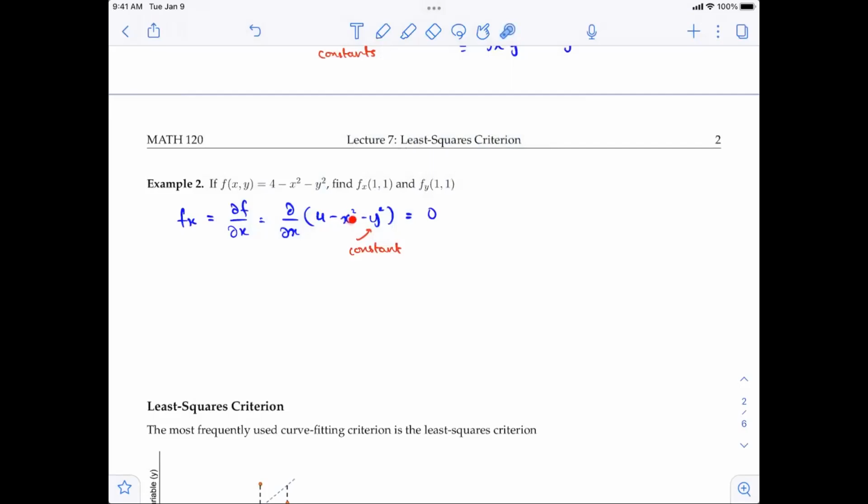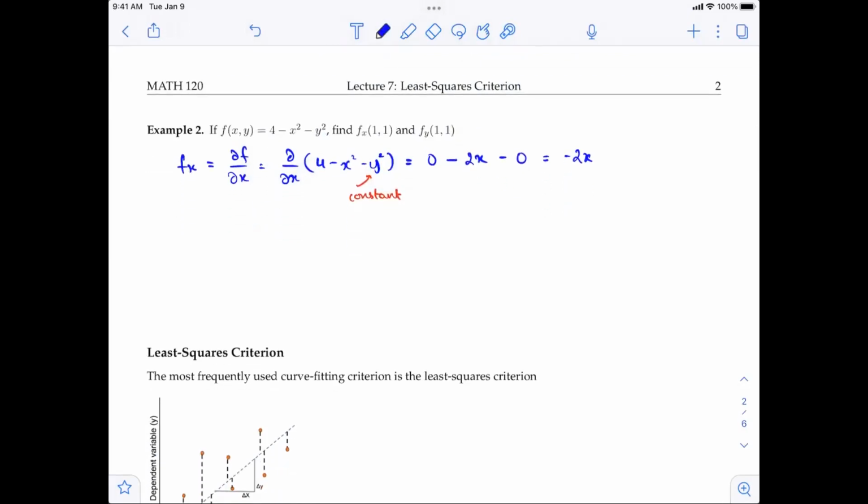The partial derivative of negative x squared is going to be minus 2x. And the partial derivative of y squared with respect to x, where y is a constant here, is also equal to 0, so minus 0. So you have negative 2x as the answer for the partial derivative of f with respect to x. Now you find the partial derivative of f with respect to y. So partial f, partial y, or partial y of 4 minus x squared minus y squared.